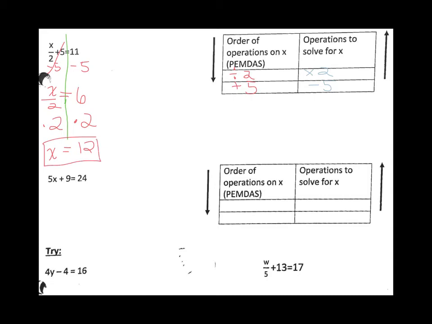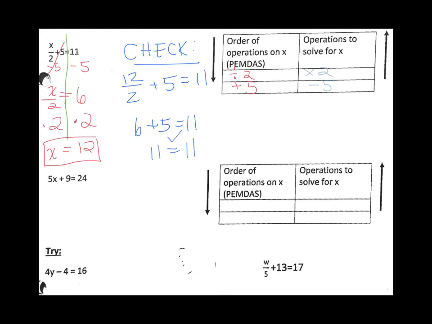And so to check my work, to make sure that I did this correctly, I show my check step. I'm going to replace x with 12 in the original equation. So I have 12 divided by 2 plus 5 equals 11. Well, 12 divided by 2, I have to do my division first, is 6 plus 5. And 6 plus 5 is 11, so that checks out.